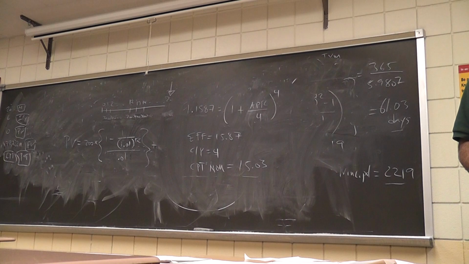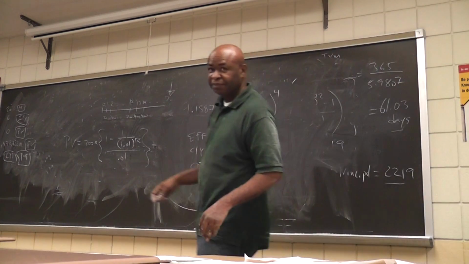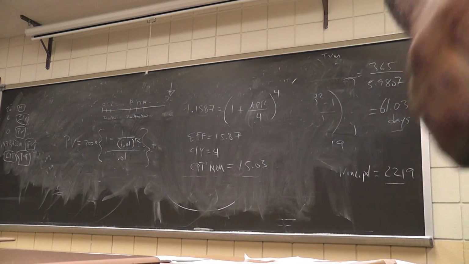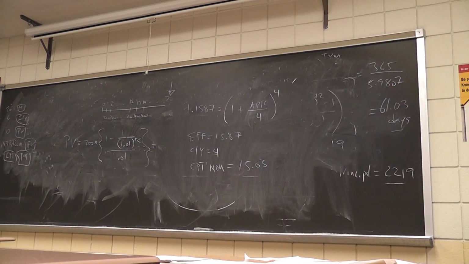What's the C/Y? Do you have it in your calculator? Did you use the ICONV function? Why don't you go to the ICONV function? Second, 2. Okay, and then NOM, so here you have to go down, right? And then you see EFF. Type 15.87. Enter, and down arrow.